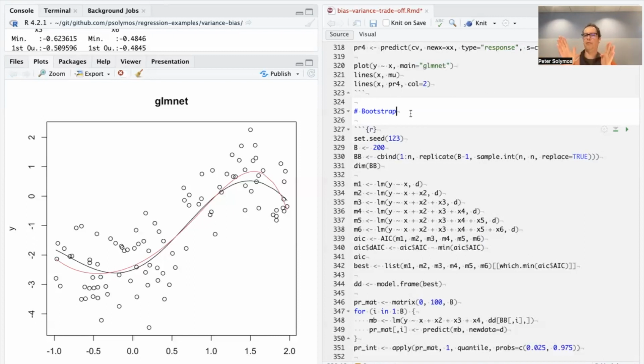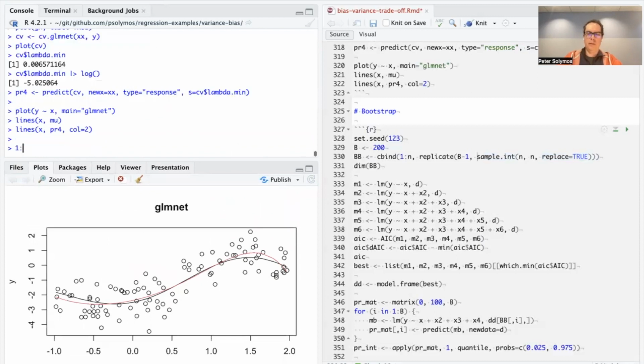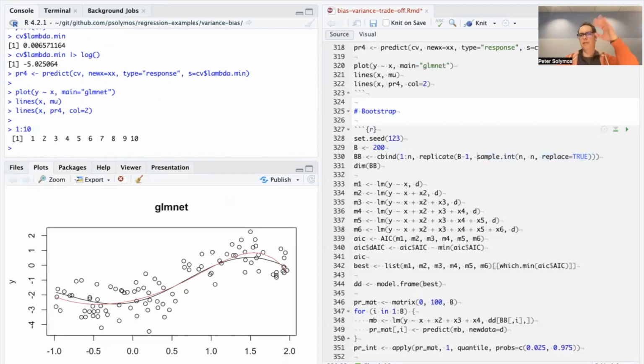So if you have 100 observations and you have IDs 1, 2, 3, 4 up to 100, what you need to do is sample with replacement, which is what we do here. So let's say I have 10 IDs. Think about these as rows in the data frame or just IDs for observations. Observation 1, 2, 3, 4, 10. What I can do is I can sample with replacement.